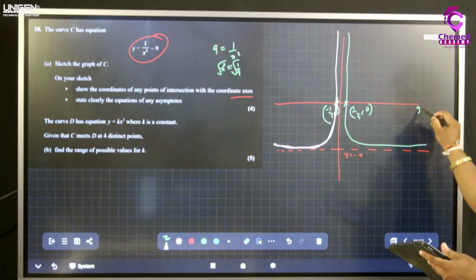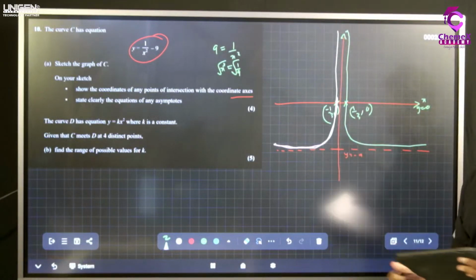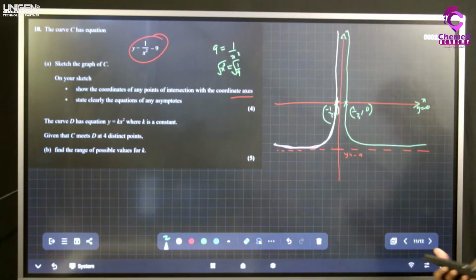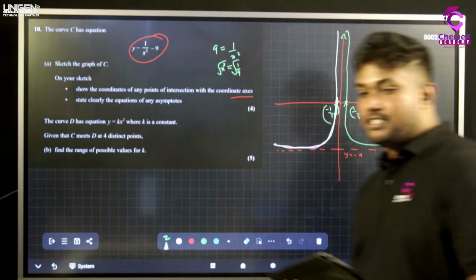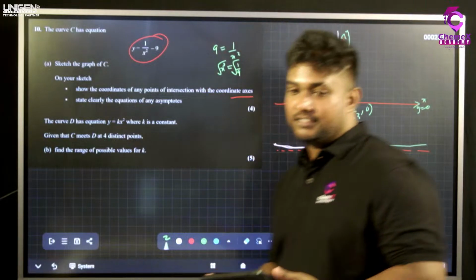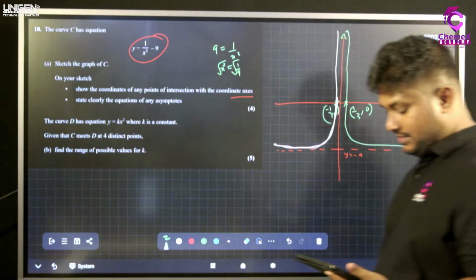This is the y equals 0 line, the x axis, and this is the y axis. Any questions? Anyone has questions on the drawing? No, sir. Okay, then the B part.